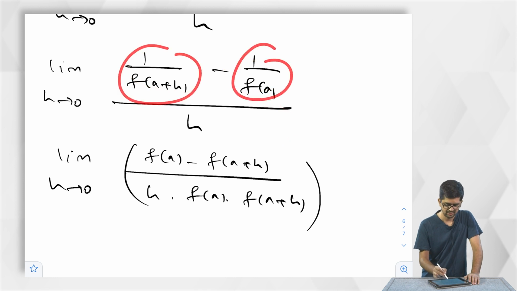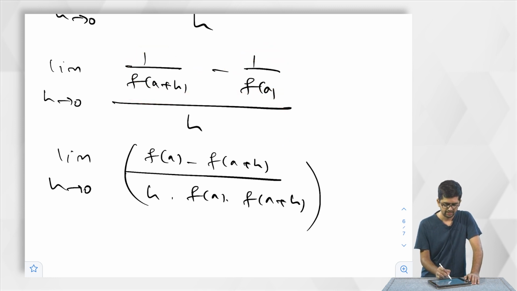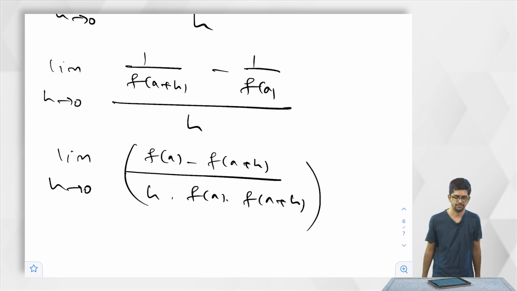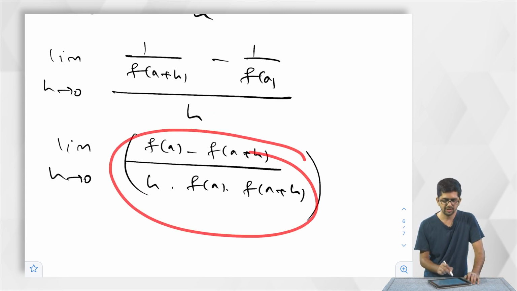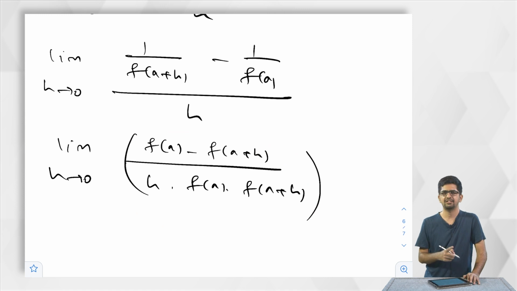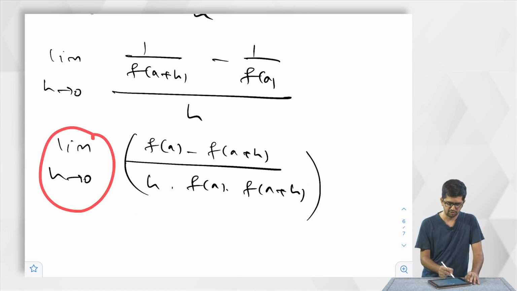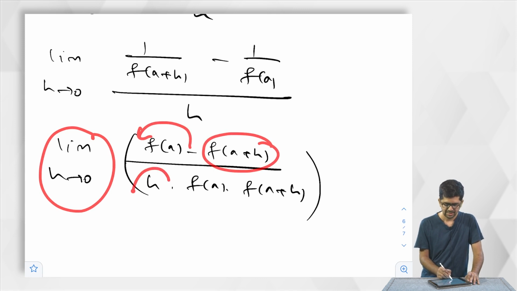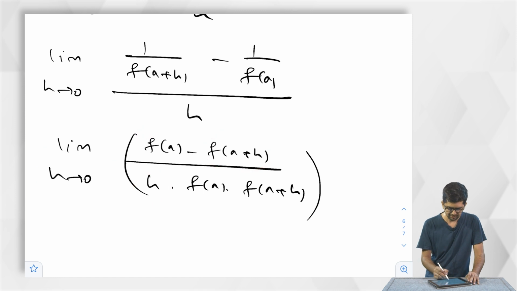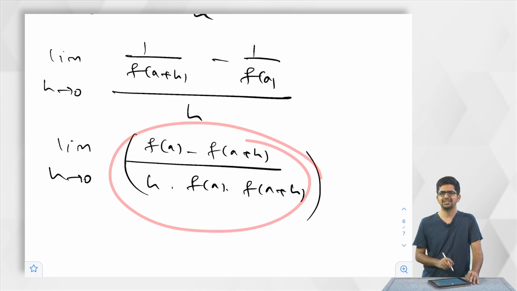This difference is, except this is the whole thing, this is the difference. Now there is an h component, so I am just putting h here. Now what? This should remind you about the derivative of f at a. What is the derivative of f at a? Limit h goes to 0, f of a plus h minus f of a by h. So it looks like this is related to f dash of a, but there are some extra terms.